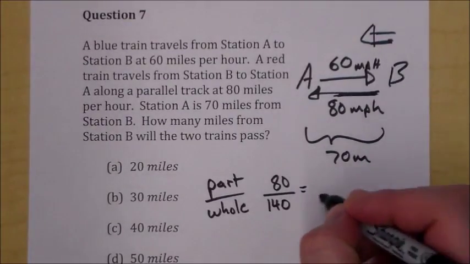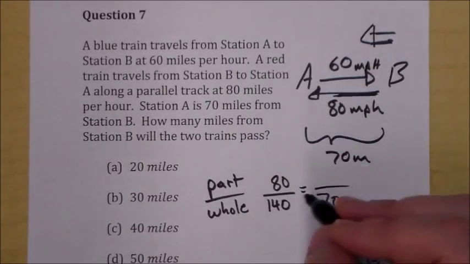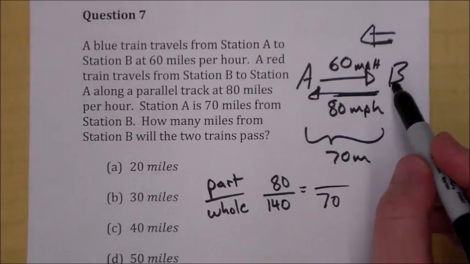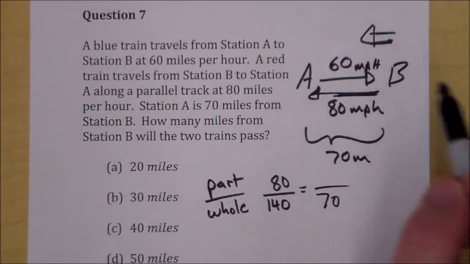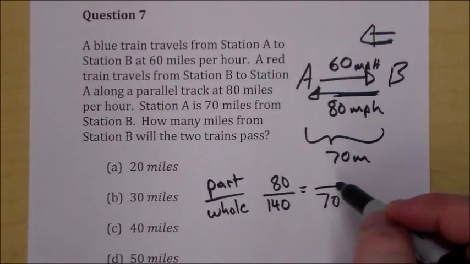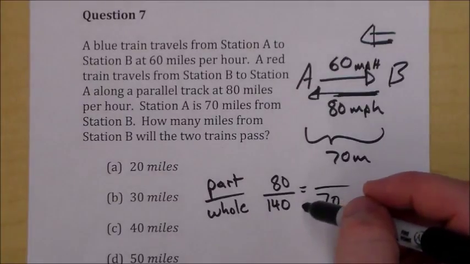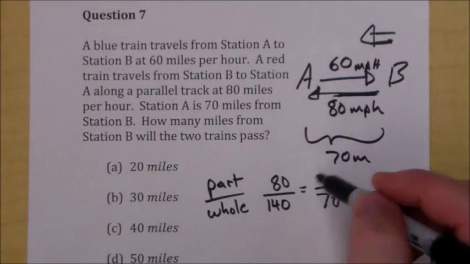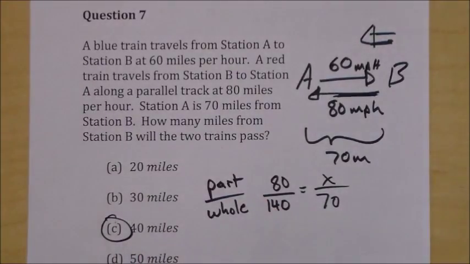And how far is the whole distance? 70. So what is the part that train B is going to close? How far from station B are the trains going to pass? Well, what's the part of the train that starts at station B? Well, 140 divided by 2 is 70, so 80 divided by 2 will give us our missing value, and that's going to be 40. And we're good.